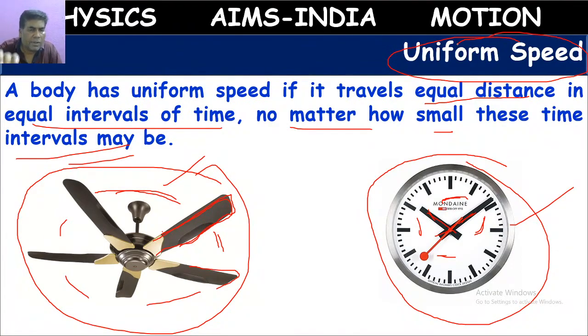If you change the speed of a fan, its speed will change. But if you keep it at the same speed, it will move with the same speed. Okay, this is about uniform speed, which means traveling equal distances in equal intervals of time.